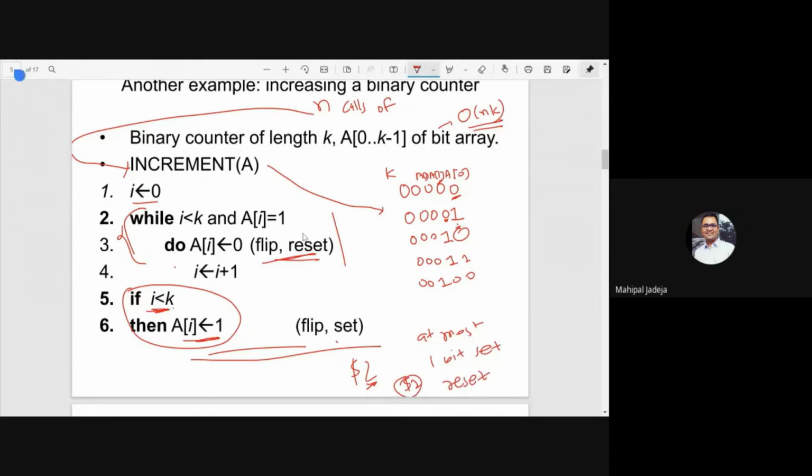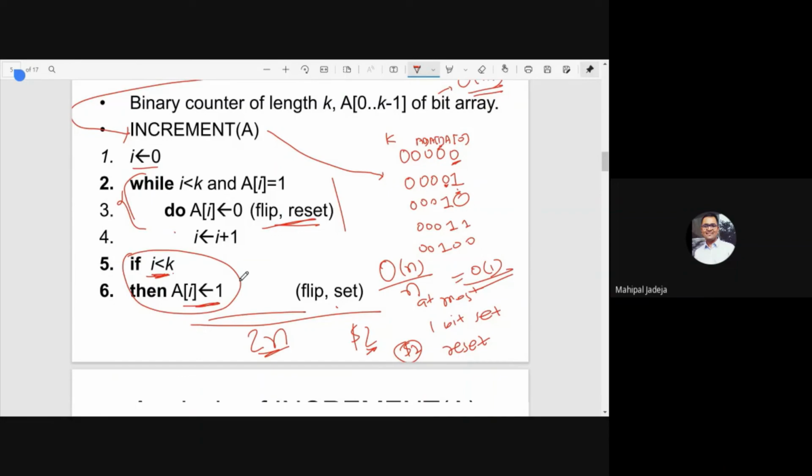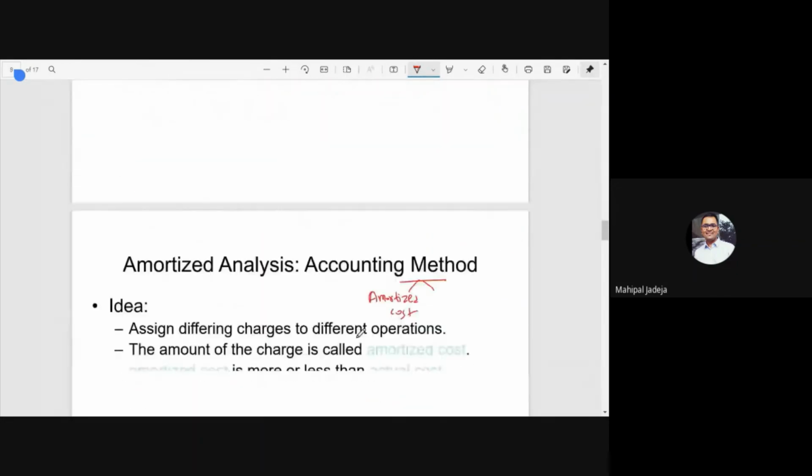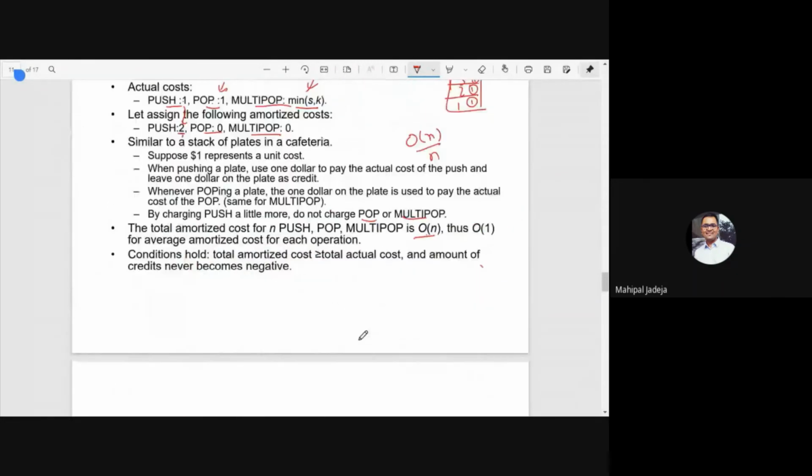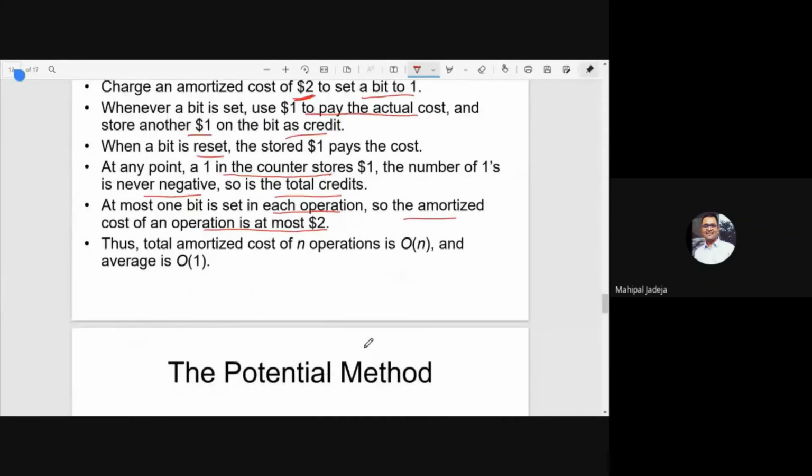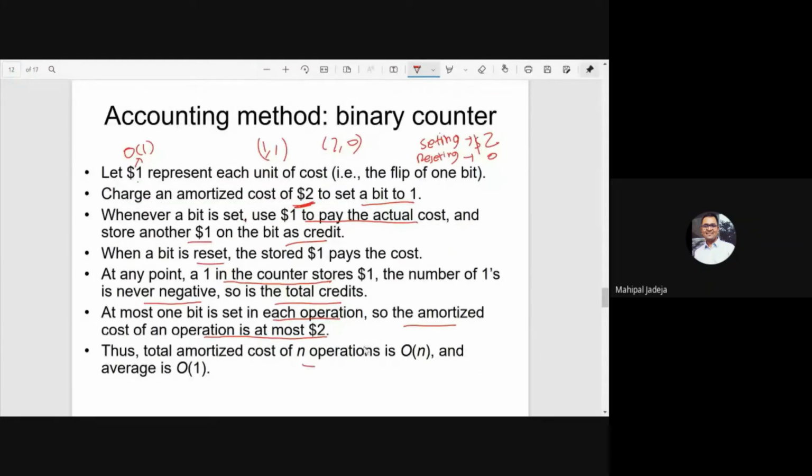And how many operations are there? n operations. Every time we pay $2, so basically we are paying $2n. This $2n corresponds to 2n cost, so basically order of n total cost, and if we do this averaging, then each operation again takes order of 1. So that's the idea of this accounting method with respect to the binary counter example. The amortized cost of n operations is order of n, and the average cost is order of 1.